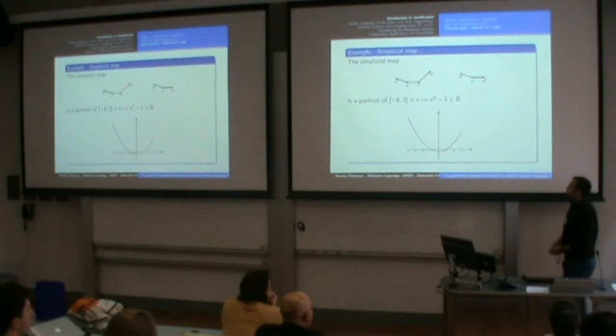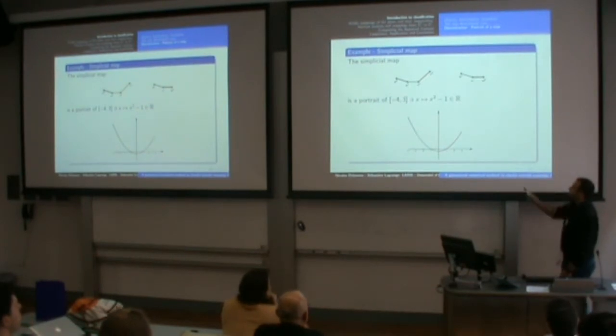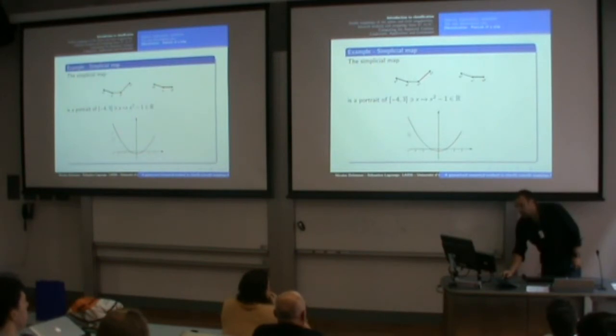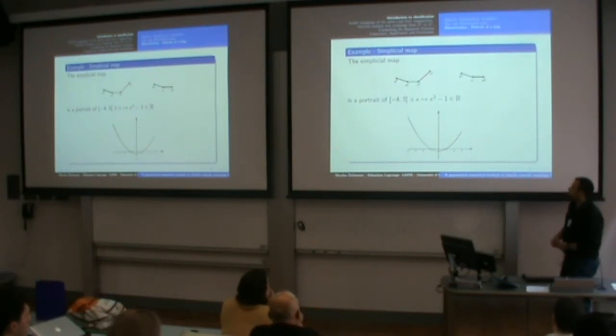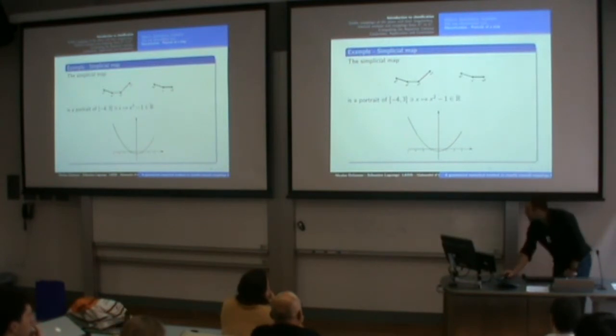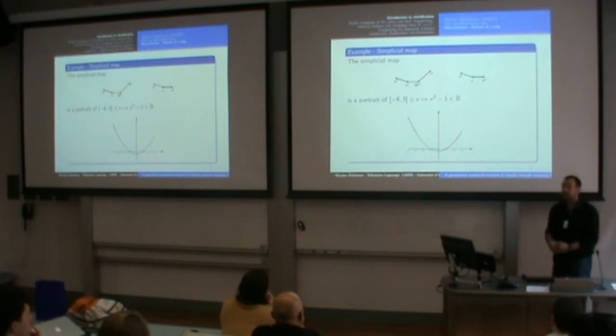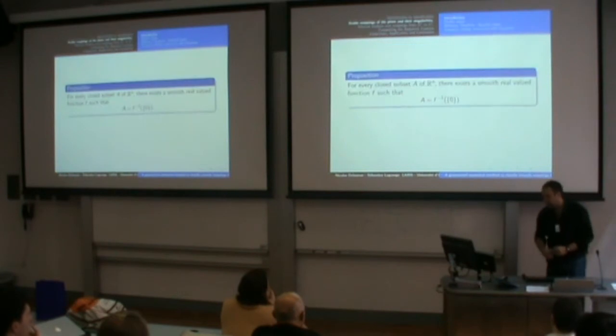So, for example, the simplicial map given here is a portrait of this smooth map. You can make a change of variable between this, which is going to be mapped on the x-axis, and this one, which is going to be mapped on the y-axis, such that the diagram commutes. So here you have a smooth map, and this is what I want to compute: a simplicial map such that this simplicial map is a portrait of this smooth map.